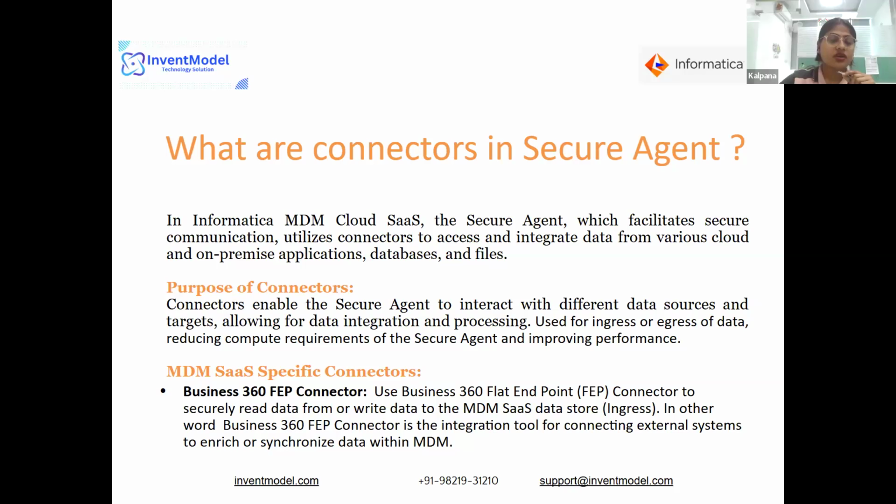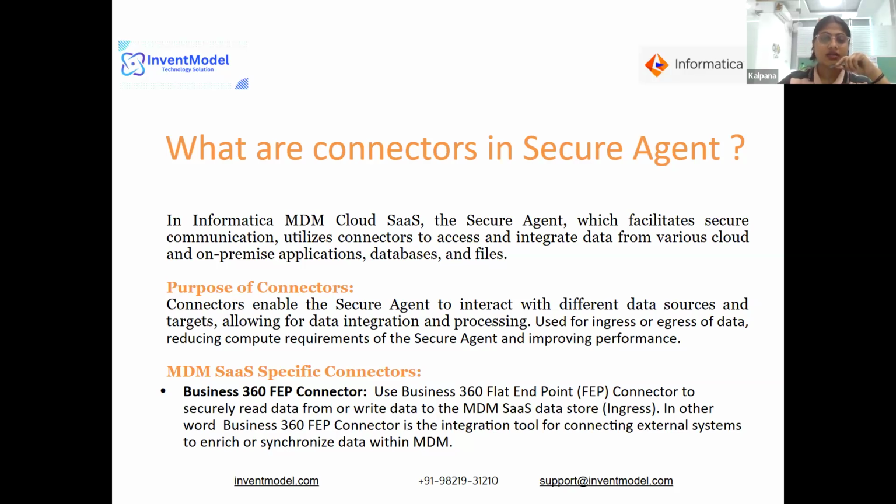There are some specific kinds of connectors in secure agent. We have three kinds of connectors here. The first one is the Business 360 FEP connector, the second one is Business 360, and the last one is Business 360 events. Now we introduce the Business 360 FEP connector, which stands for flat endpoint. It connects securely to read data from or write data to the MDM SaaS data store.